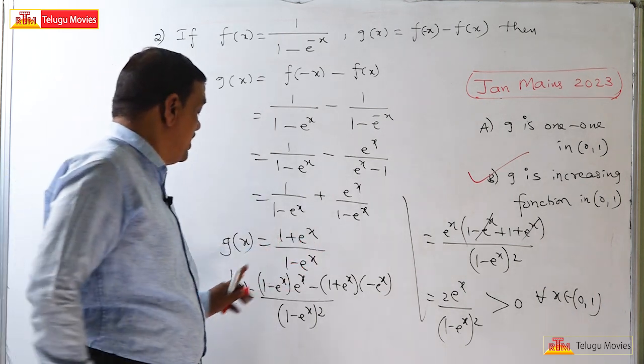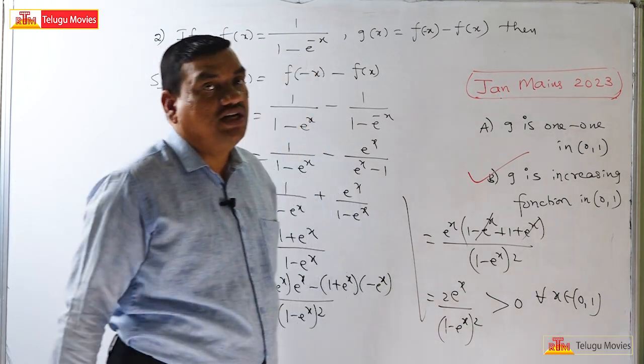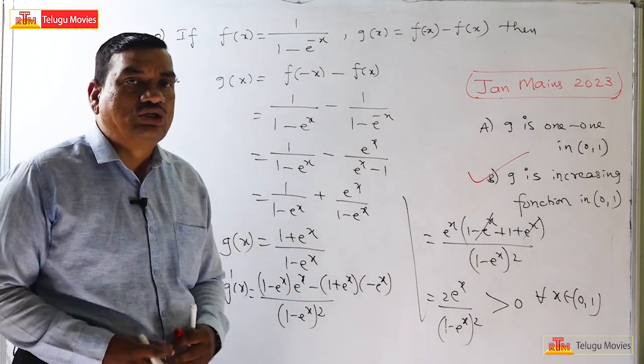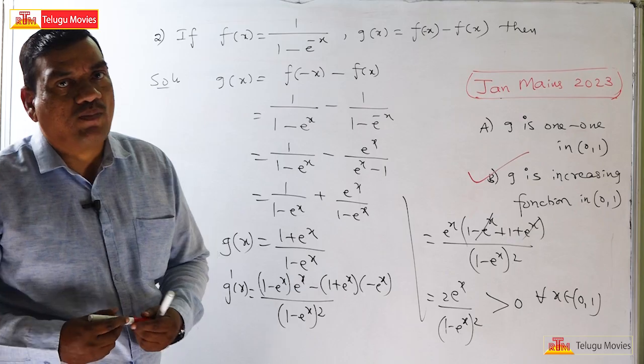Very, very easy. So g dash of x is greater than 0. Therefore, it is an increasing function. Okay. So very easy problem this is. So I hope that you understand this solution. Let us move to next problem.